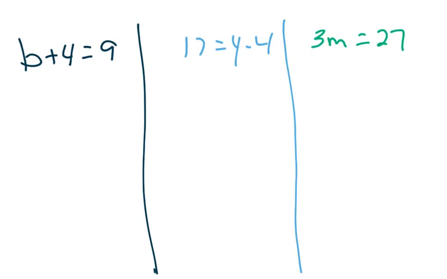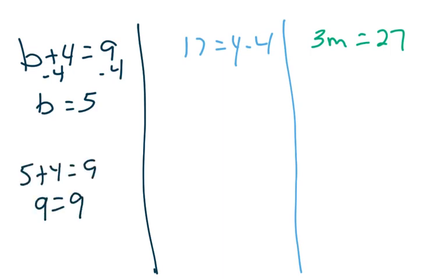So the opposite of addition is subtraction. So we're going to show a minus 4 on this side and a minus 4 on this side. Okay? So 4 minus 4 is 0. So I'm left with b on this side. And 9 minus 4 is 5. So there I have it. b equals 5. And I would check that by saying 5 plus 4 equals 9. 9 does equal 9. So I'm good.